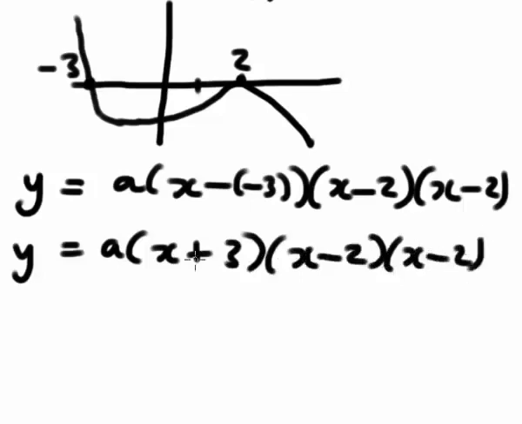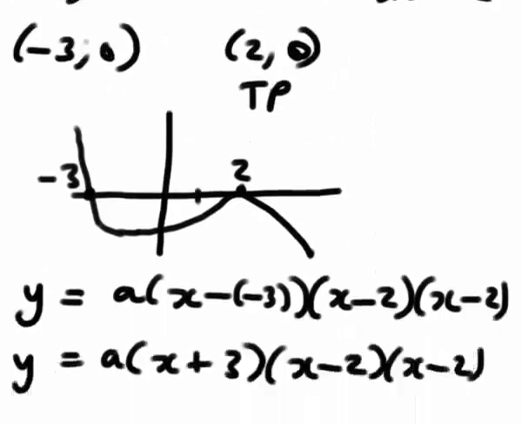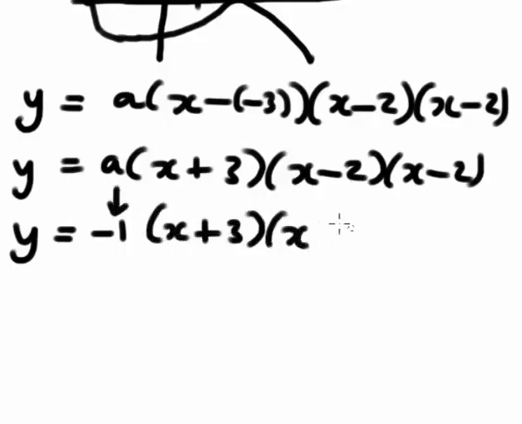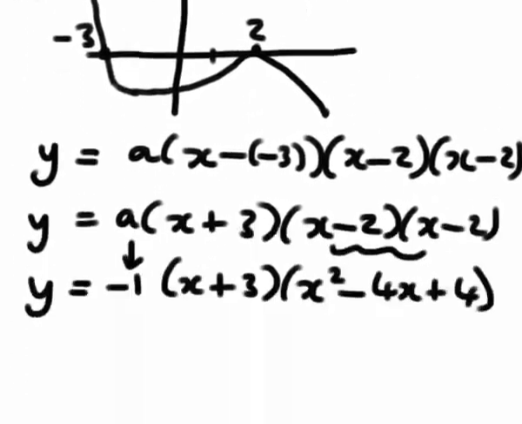Well, think about it. a would be the coefficient of x cubed, which happens to be -1. That makes sense, because if you multiply all of that out, the a links to the x cubed. So we can say y is equal to -1 for the a, and then we've got x plus 3 and x squared minus 4x plus 4 if you multiply it out, and there we go.